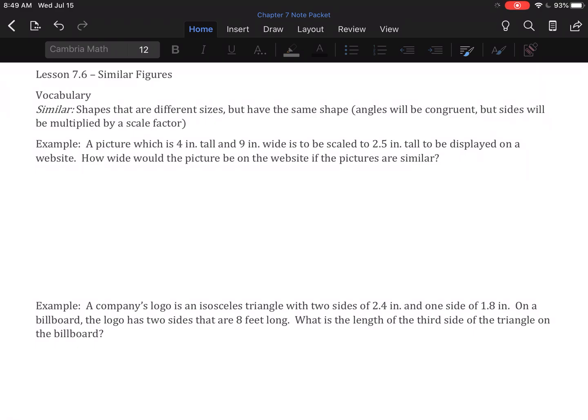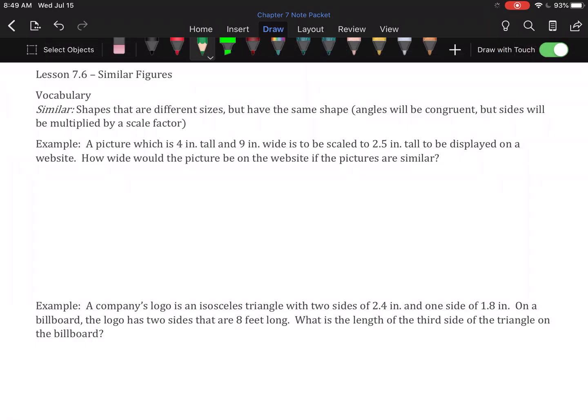A picture that's 4 inches tall and 9 inches wide is to be scaled to be 2.5 inches tall for display on a website. How wide will the picture be on the website if the pictures are similar? Here I'm going to have tall over wide. It doesn't matter, you could do wide over tall, but I'm just going to do tall over wide because that's the order they're given to me in to begin with.